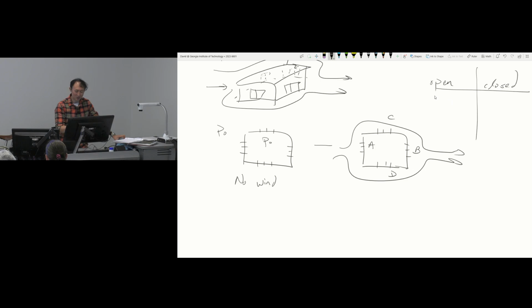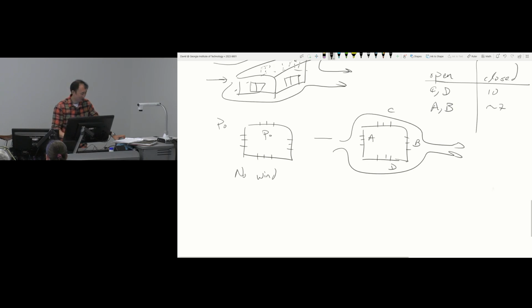Okay, which one do you think goes open? Just someone call it out. C and D. All right, who votes for C and D? It's like, I don't know, 10 people. All right, A and B. Who thinks A and B open? I've got the remainder of people. I guess you're going to hedge your bets, huh? It's about 7. All right.